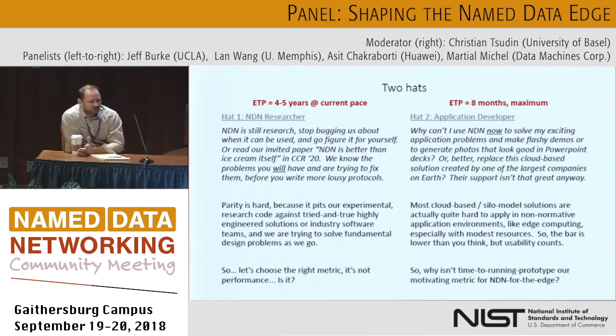And so taking these a little bit more seriously, the NDN research perspective to me is that parity is hard to talk about because it pits an experimental research code base, or even just something that's still a research topic, against tried and true, highly engineered solutions by very big companies and industry software teams. And so even at the edge, as soon as there's industry interest, we're again competing with engineering resources that we have trouble figuring out how to articulate comparisons to. And so the question is, what's the right metric for parity? And what are we really talking about?